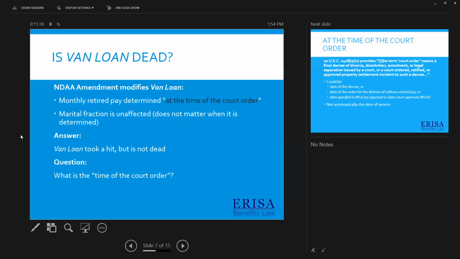That is not the issue that we're dealing with. It's the effect that the amendment has on the pay portion of the formula. So Van Loan is not completely dead, but did take a bit of a shot, and it is modified when it comes to military retirements. So this raises the knock-on question to that answer: well, what is the time of the court order?